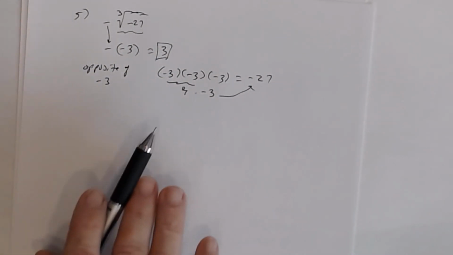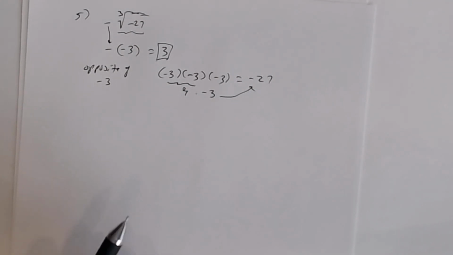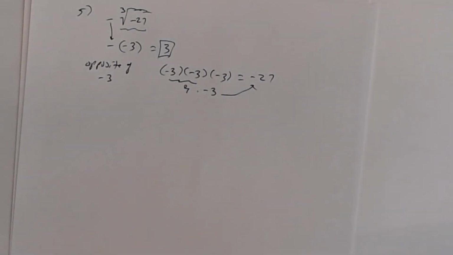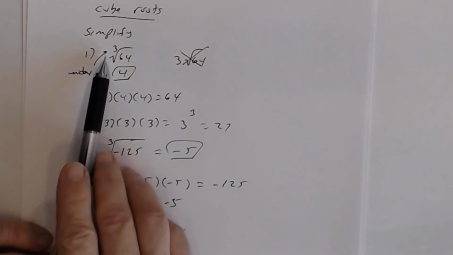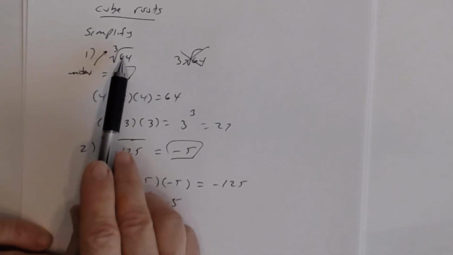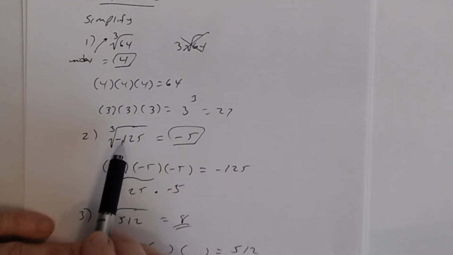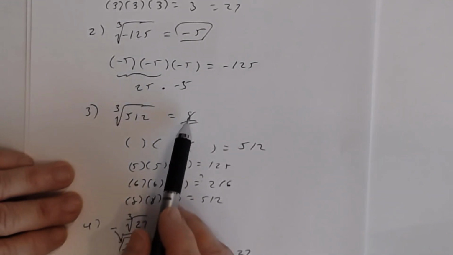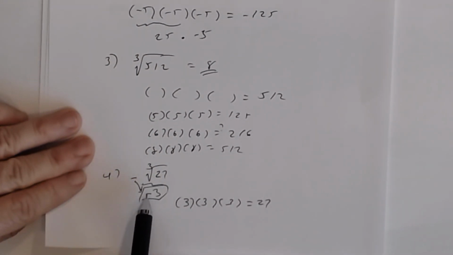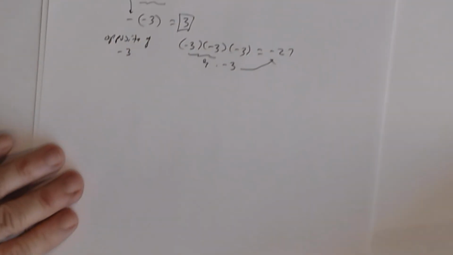Okay, now, these were cube roots, and notice that in all of these problems, sorry, let me go to the cube root one. So notice that in all the problems, I ended up with a nice integer. Cube root of 64, 4. Cube root of negative 125, negative 5. Cube root of 512, 8. Cube root of 27, 3. In this case, it was negative cube root, so you get negative 3 there.